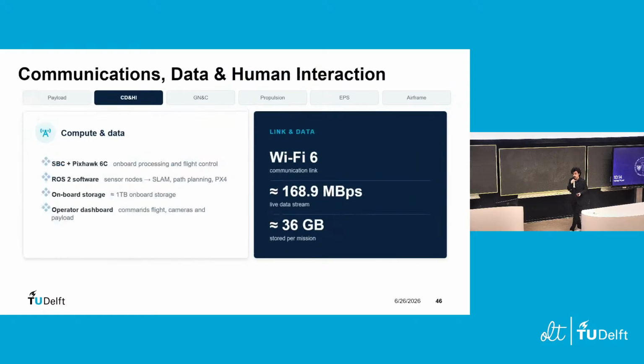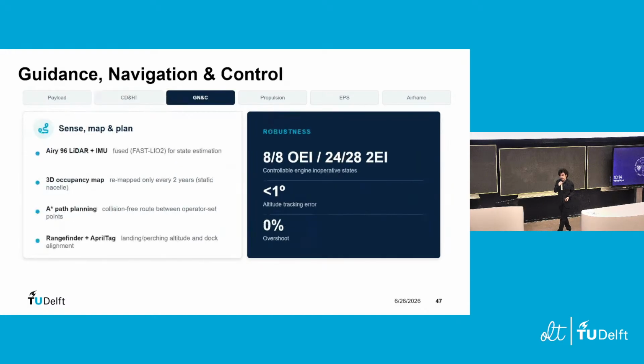Additionally, we also designed a communications data handling human interaction subsystem. This is mainly based on Wi-Fi 6 and is capable of delivering up to 36 gigabytes, which are generated from the payload sensing. Moreover, guidance, navigation, and control is one of our most important subsystems. This is the subsystem that is going to move the drone around and is going to decide the path, etc. Therefore, we decided to really focus on robustness on this.